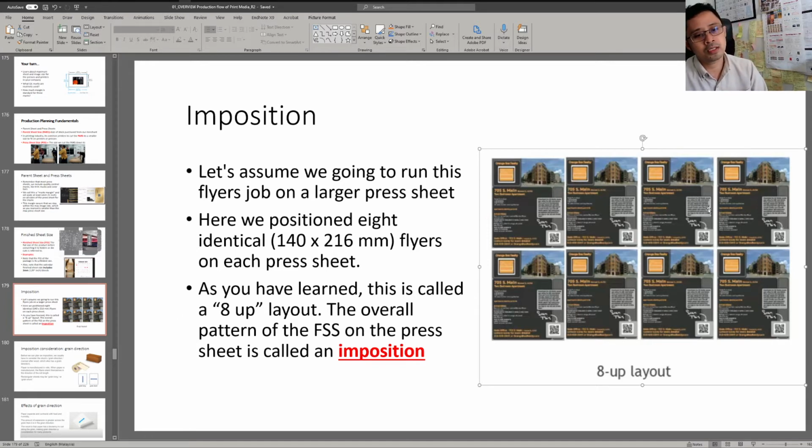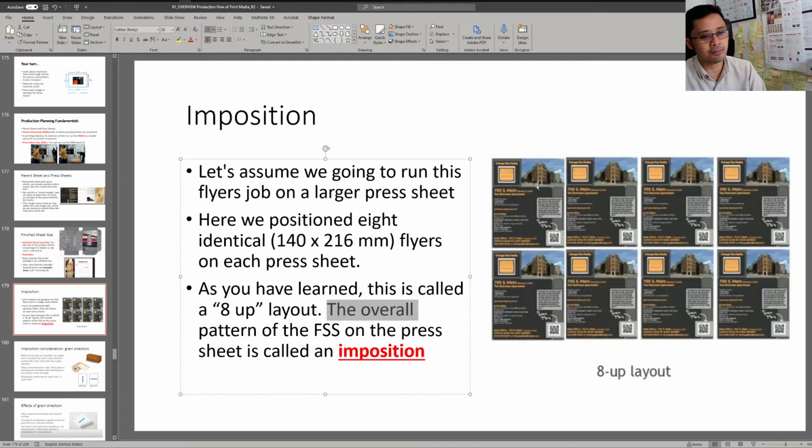8 up: 1, 2, 3, 4, 5, 6, 7, 8. So, this is called 8 up. 1 up, 1 up, 1, 2, 3 dan seterusnya. So, the overall pattern, ini dalam buku dipanggil pattern. The overall pattern kedudukan ini of the FSS on the press is called an imposition. Keseluruhan ni kita panggil dia imposition. Okay?